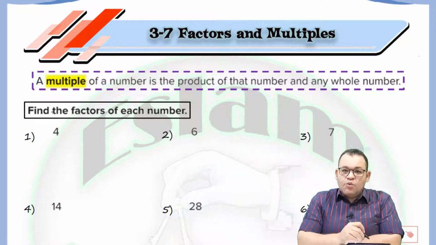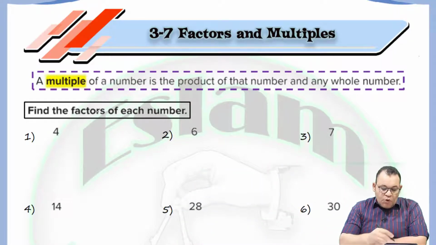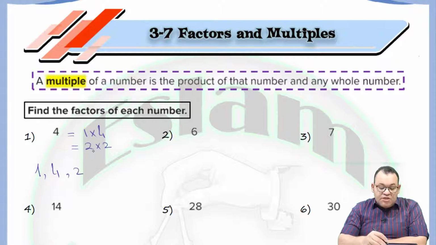So for question number 1, we need to find the factors of each of the following. We need to find the factors of 4. What are the two numbers that, if you multiply them, the answer will equal 4? Always we start with 1 multiplied by 4, 1 multiplied by the number itself. And also you can find that 2 multiplied by 2 equals 4. There are no other two numbers that multiply to 4. So we can say the factors of 4 are 1, 4, and 2. Because we said 2, don't repeat this number again. Just write it one time. So 4 has 3 factors.